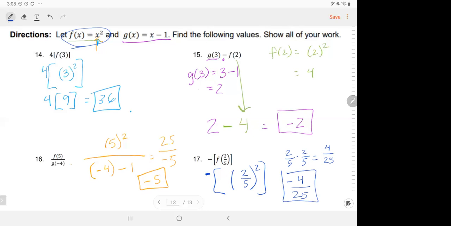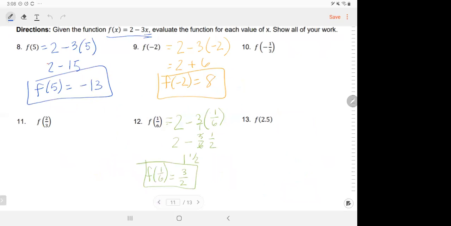And that is all for lesson 7.1b. I'm going to go back and do a couple more example problems here. If you're still struggling, you're welcome to stick around. Otherwise, go ahead and start your homework.